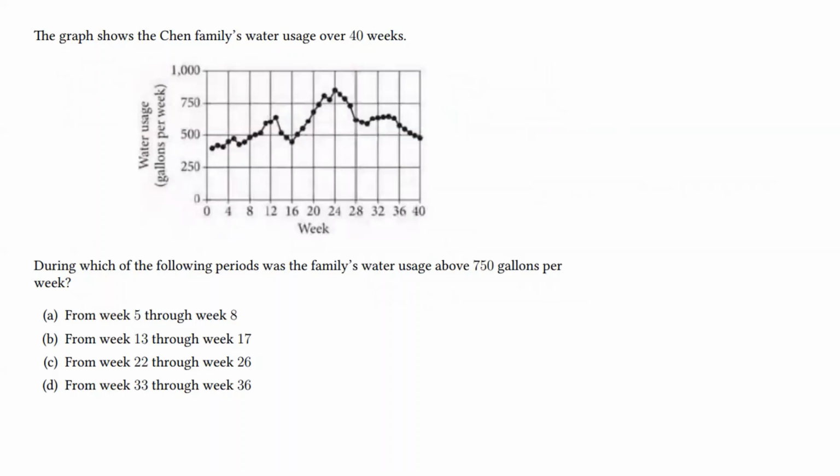Here, we observe another interval. We want to see when the water usage is above 750 gallons per week. 750 is given right here, and to be above 750, we need these data points. Identify the week intervals that this falls in. Although it's not exact, we see that it will be something greater than week 20 and something less than week 28.